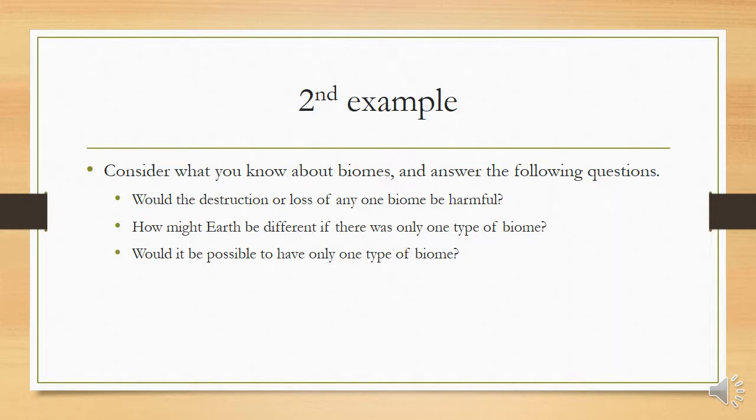Second example, consider what you know about biomes. So this is a biology question, and answer the following questions. Would the destruction or loss of any one biome be harmful? How might Earth be different if there was only one type? And would it be possible to have only one type?